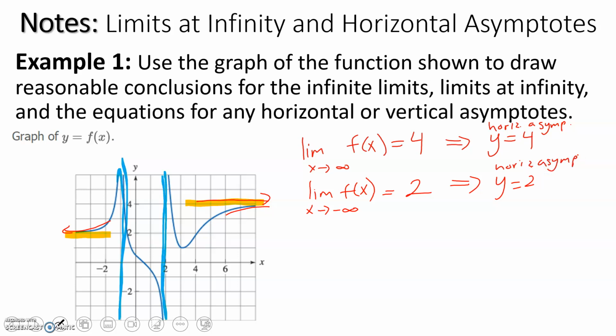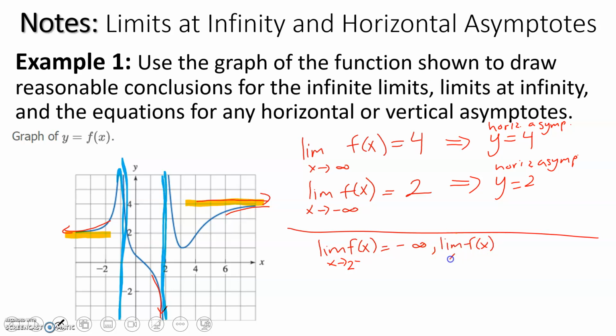All right, now let's look at our vertical asymptotes. Okay, so we have one at 2. Now in this case, we have the limit of f of x as x approaches 2 from the left. Now from the left, it goes down to negative infinity. And we have the limit of f of x as x approaches 2 from the right. And in that case, it goes to positive infinity. Now that does mean that the limit itself doesn't exist, but it does also mean here that we have a vertical asymptote at x equals 2.